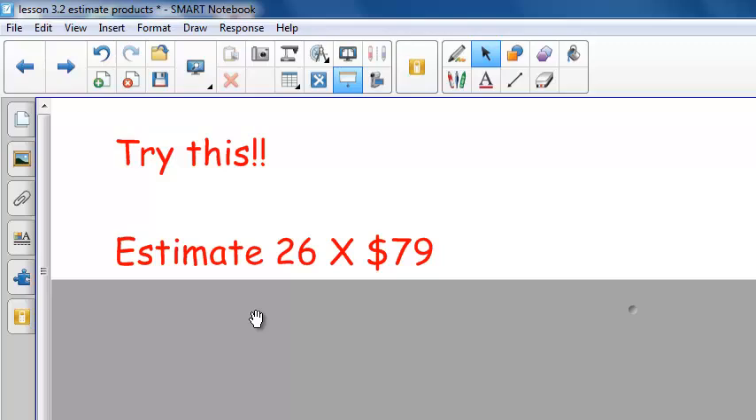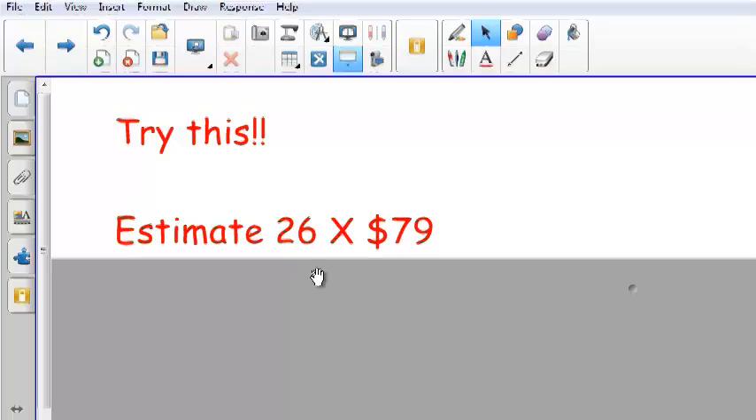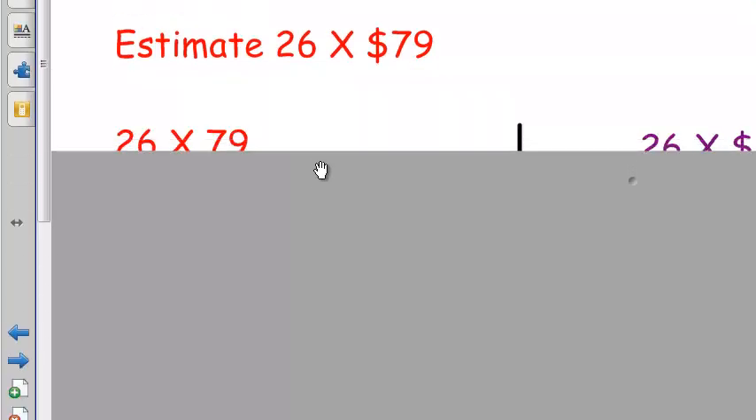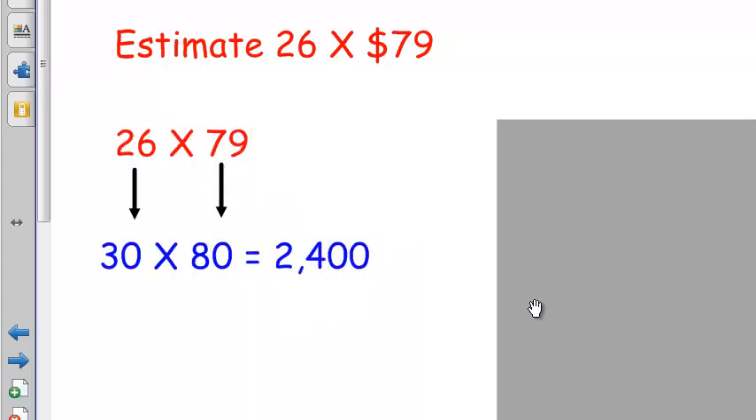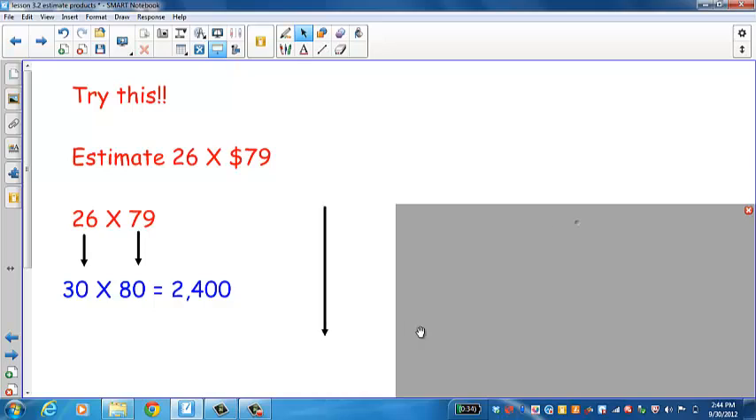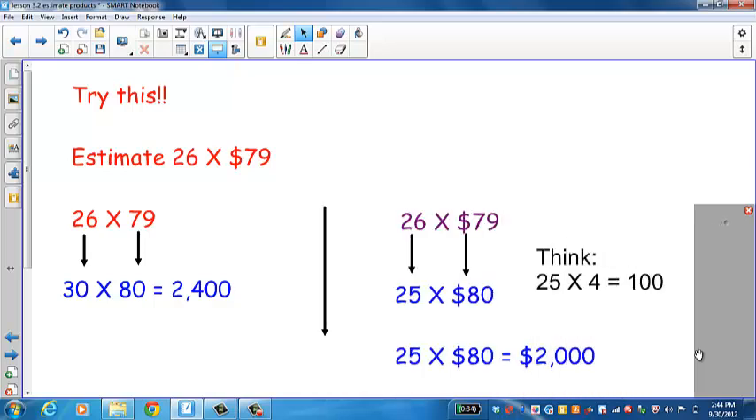Now, we're going to try one of these problems. We're going to estimate 26 times 79. First of all, I'm going to round 26 to 30, and I'm going to round 79 to 80, and that gives me 2,400.